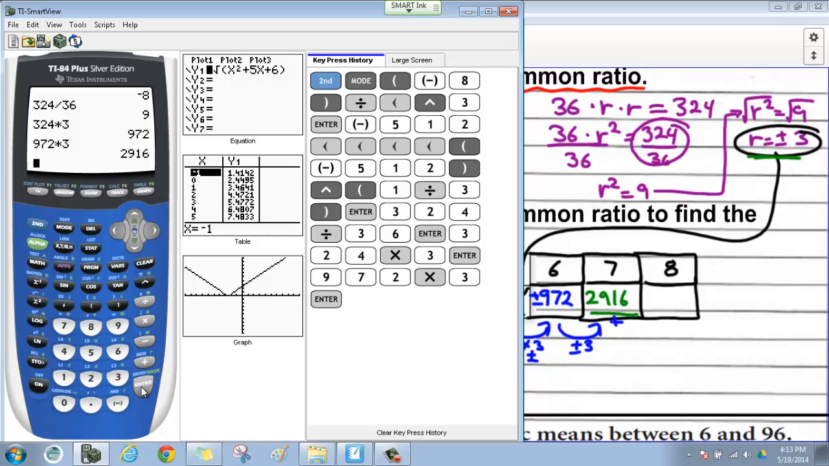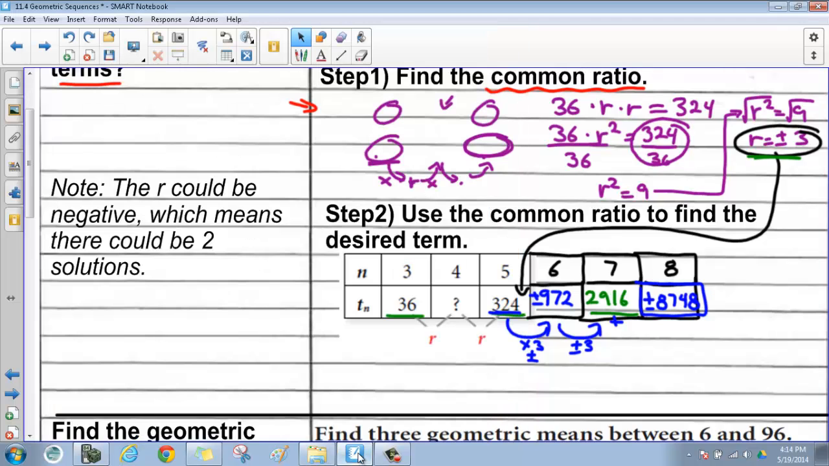So we're going to take this 2,916 on our calculator and multiply it by 3 again, plus or minus, and we get 8,748. But again, we don't know if it's plus or minus, so we're going to put plus or minus 8,748. Did I write that right? Yeah. So there's our solution. Two possible solutions in the sequence. It could be a positive 8,748, or it could be a negative 8,748.